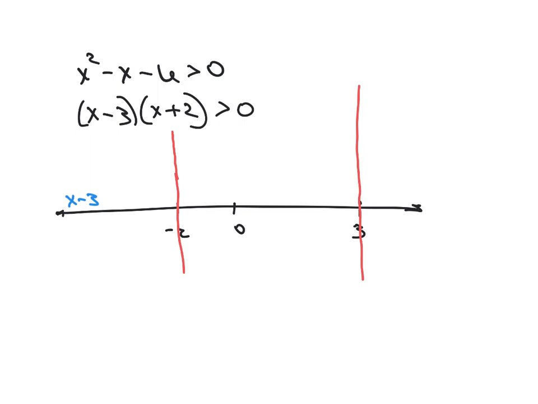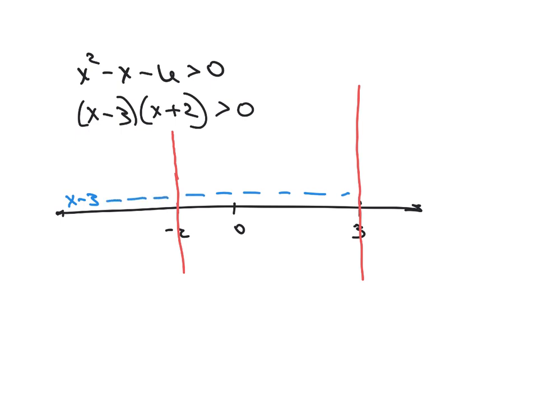Okay, so if I put a number like 0 in for x here, I'd get a negative 3. So that tells me that any number to the left of negative 3 on the number line would give me a negative number. So if I put negative 4 in here, I'd get negative 4 minus 3, which is negative 7. So anything to the left of 3 is going to give me a negative symbol. And these are negative signs, okay?